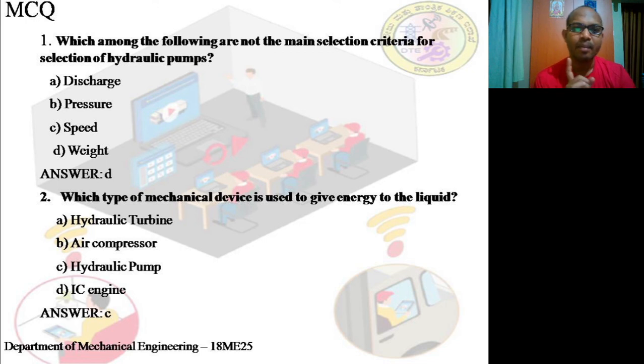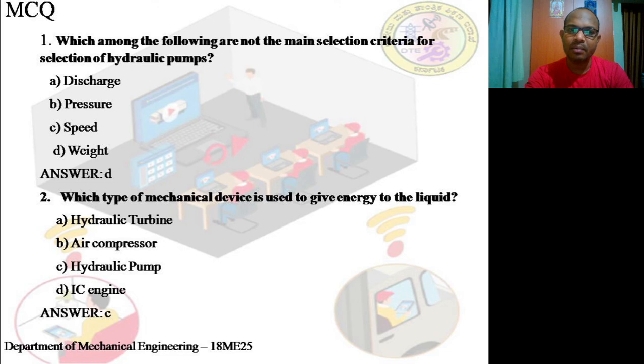First point. Pressure, we select it, obviously, based on the pressure which is required. Then we select based on the speed. Higher the speed, higher the fluid pressure, so obviously speed and pressure are interrelated. Now, weight is not. Actually, we don't consider the weight while selecting hydraulic pumps. So the option is D.